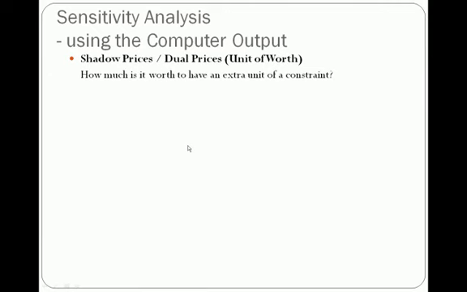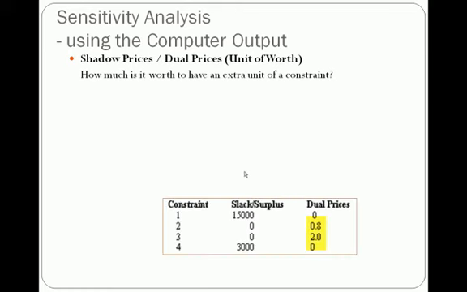So let's do this in a bit more detail. What does the shadow price, dual price or unit of worth mean? They're all the same word. How much is it worth to have an extra unit of a constraint? So if we look at the dual price column, only 2 and 3 have values for unit of worth. The other 2 have slack values, so it's not worth buying any more of those because we already have some left over.